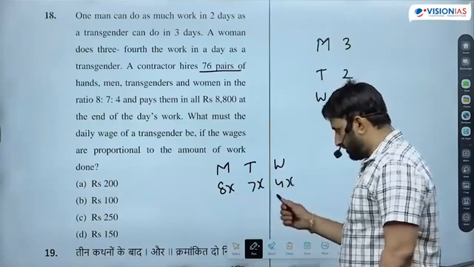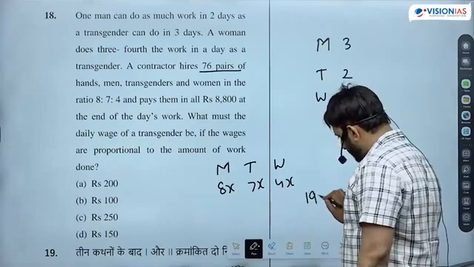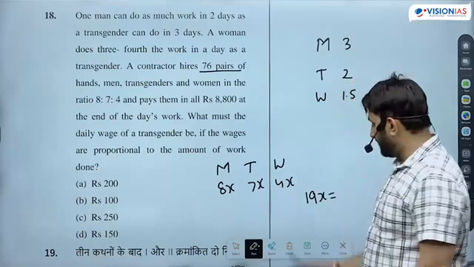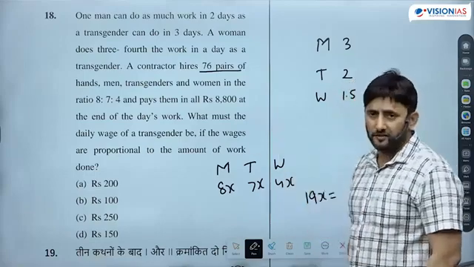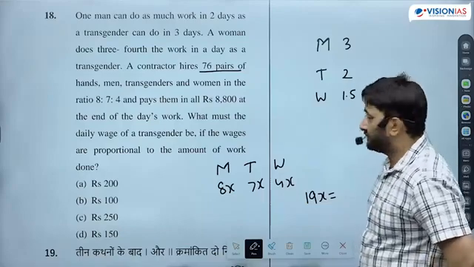Total how many people will be there? 19x. Total number of people will be 19x. So the person needs how many hands? How many people are there? Total कितने person है? बोलो बच्चे, total how many people are there?